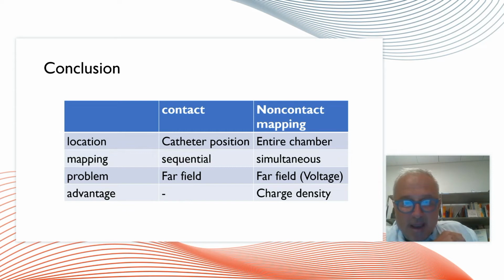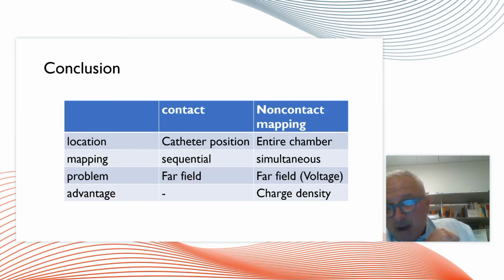So sequential mapping and simultaneous mapping, of course, are not for the same arrhythmia. You can do sequential mapping only in regular arrhythmias or in single foci. If you have multiple foci or irregular rhythms, then you really need simultaneous mapping.